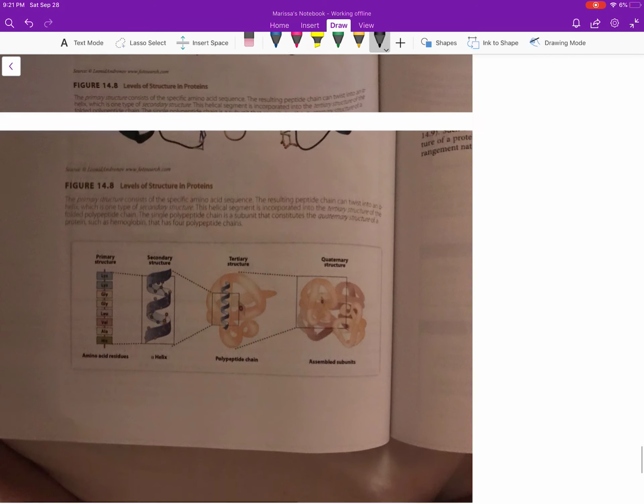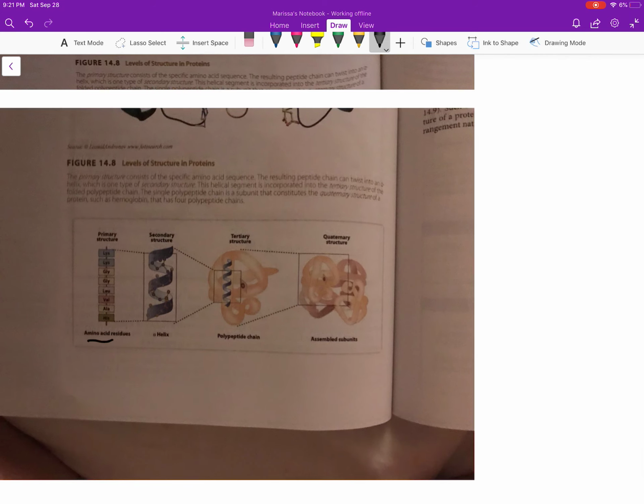All right, so let's sit them side by side. We have amino acid residue, alpha helix, polypeptide chain, and then all the assembled subunits, and that's our primary, secondary, tertiary, and quaternary. Again, this one being the functional, active protein.